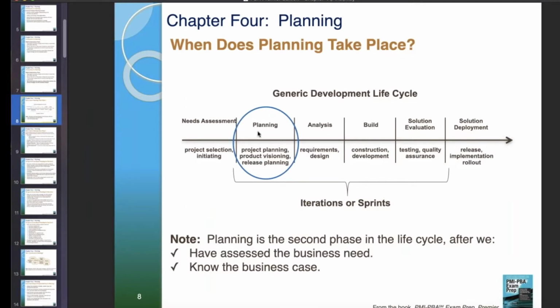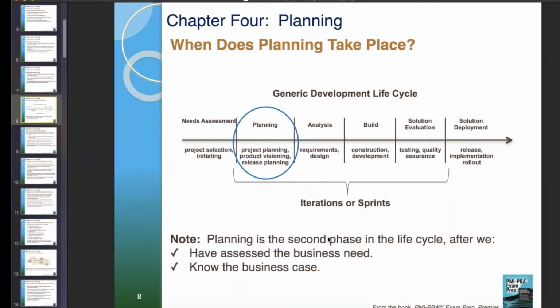When does planning take place? So we already did needs assessment. That was all about project selection and initiating. Now we're looking at planning: project planning, product visioning, and release planning. We'll get into these things. As we see here, these middle 4 for the analyst are iterative. So iterations, when you have to replan, it even says iterations or sprints right there: replanning, reanalyzing, rebuilding, reevaluating. You do what you have to do as changes happen, planned and unplanned.